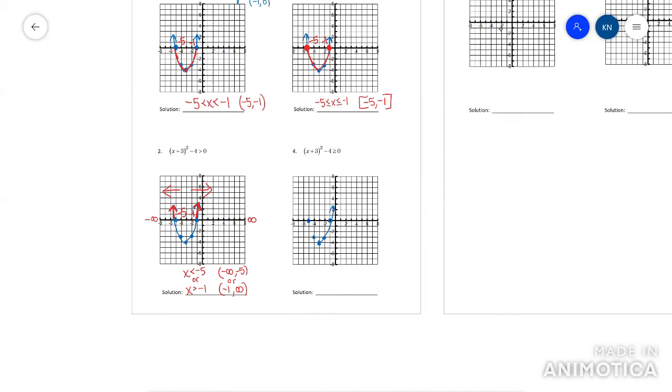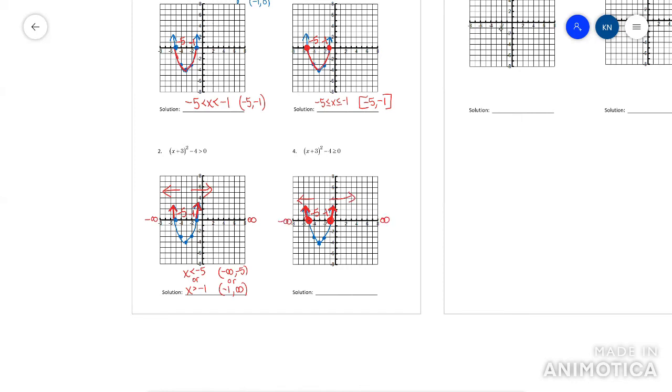So here's this line again. And it's greater than again, but this time it's greater than or equal to. So it's again all of these sections, but it's also going to include this red dot and this red dot. So it's from -5 and -1 again, but it's -5 and everything to the left and -1 and everything to the right.